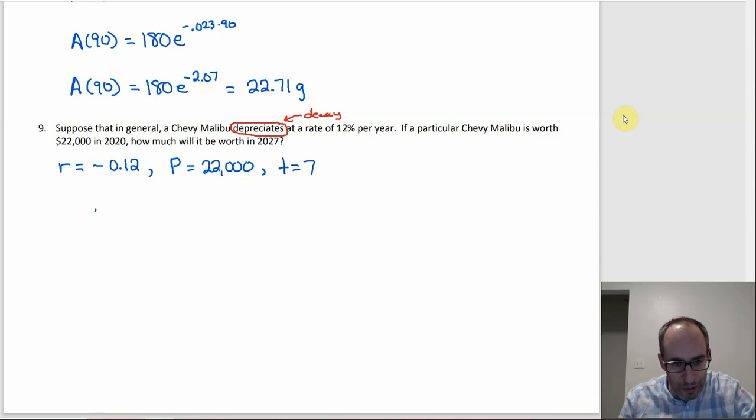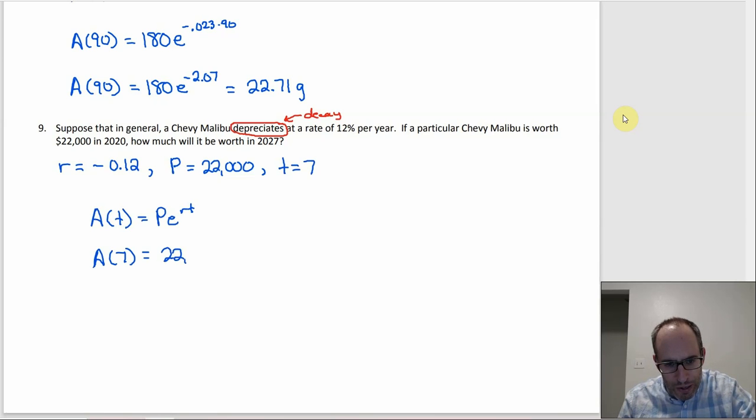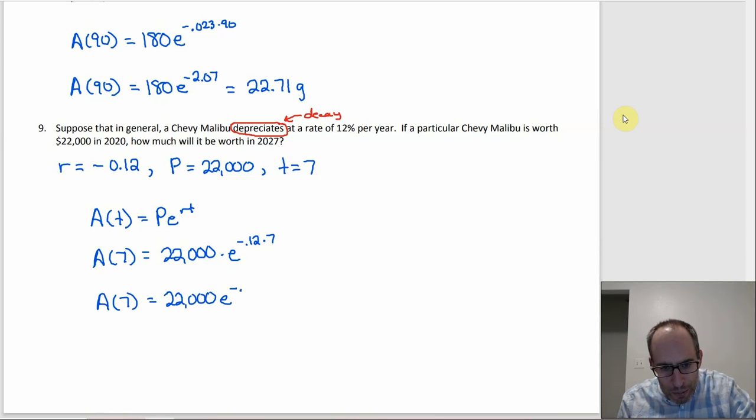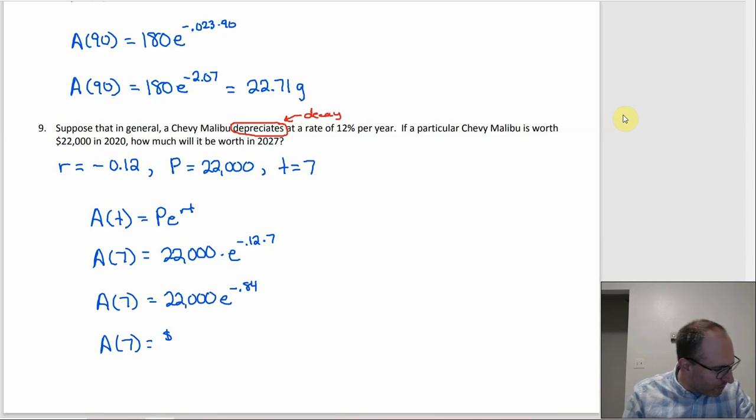Then we're going to use the formula that we've been using: A of T equals P e to the RT. So A of 7 will be 22,000 times e raised to the power of negative 0.12 times 7. That exponent is negative 0.84. So 22,000 e to the negative 0.84. And what that should simplify to is, let's see, I've got it over here somewhere, 9,497.63.